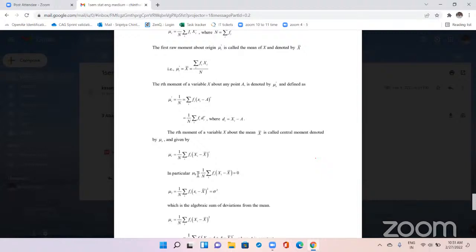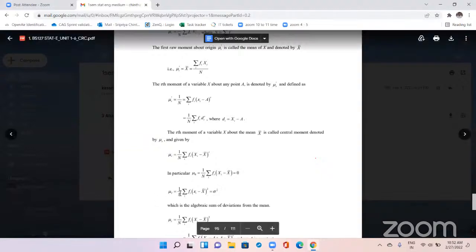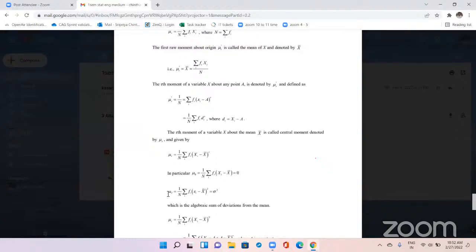mu1 equal to, that is r equal to 1 we have taken, so 1 by n sigma fi into x minus x bar. Here we have taken r equal to 2, which gives the formula for sigma square. mu2 is nothing but the second central moment, mu1 is the first central moment, mu0 is the 0th central moment. So mu1 is the algebraic sum of deviations from the mean.